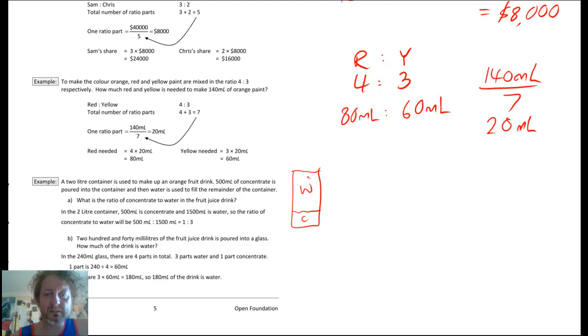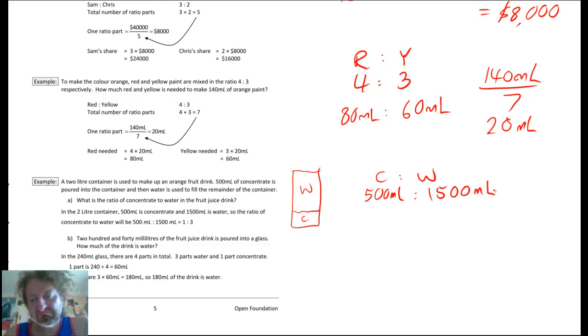So I can see that whatever side I'm going to put C and W doesn't matter as long as I'm consistent. I'm putting the concentrate on the left and the water on the right. I know the concentrate was 500 mils, and I know since it was only a 2 litre container and it got filled up with water, well, 2 litres is 2,000 mils, so I must have added 1,500 mils of water to add up to that full 2,000 mils.